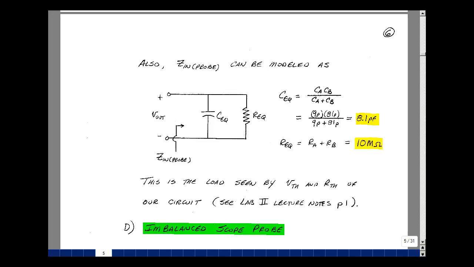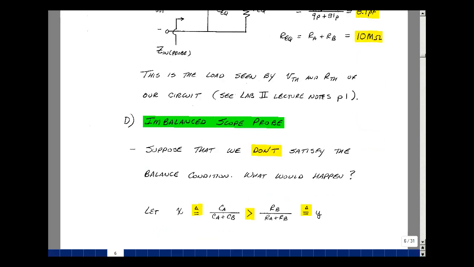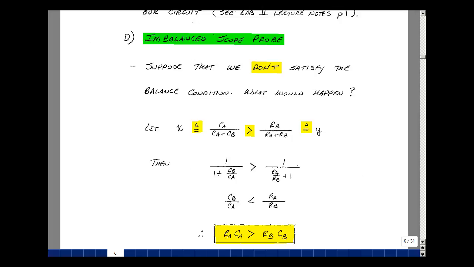Now what happens if the probe is not balanced properly? We'll see shortly that this distorts the waveform. So we can do a quick test to see whether our scope probe is balanced properly by just measuring a test signal. So let's do the following.